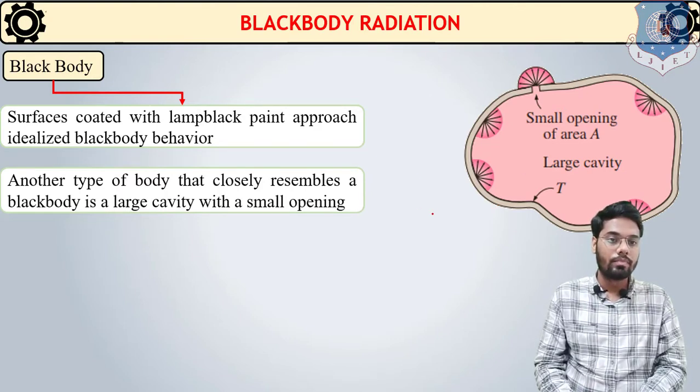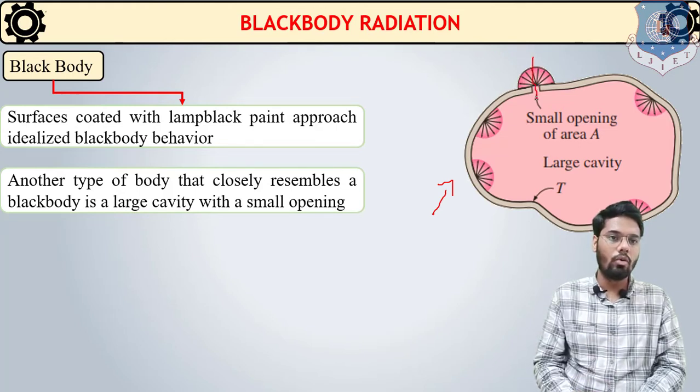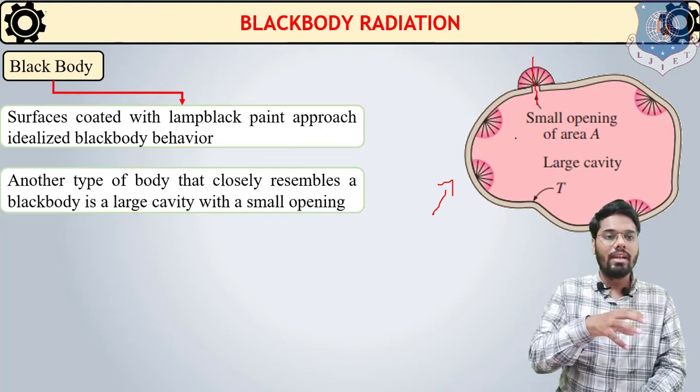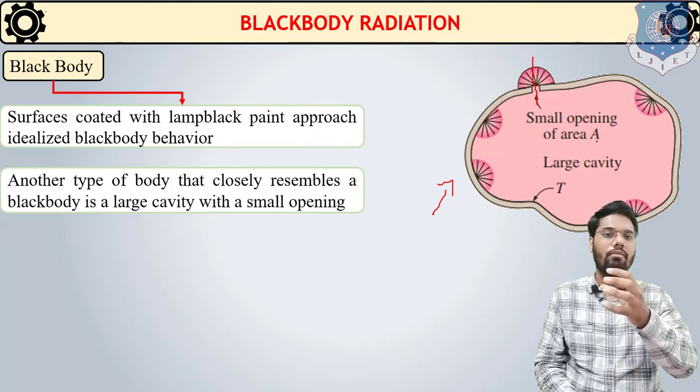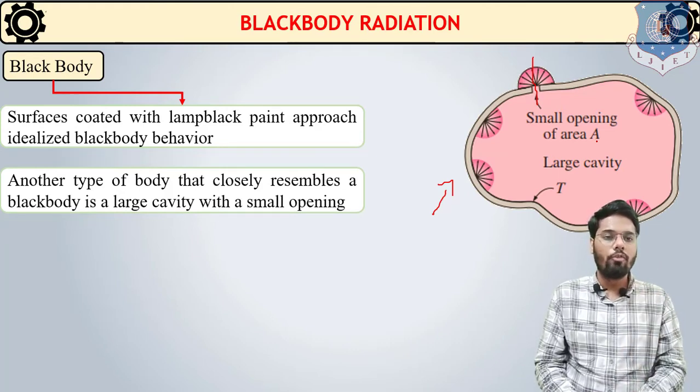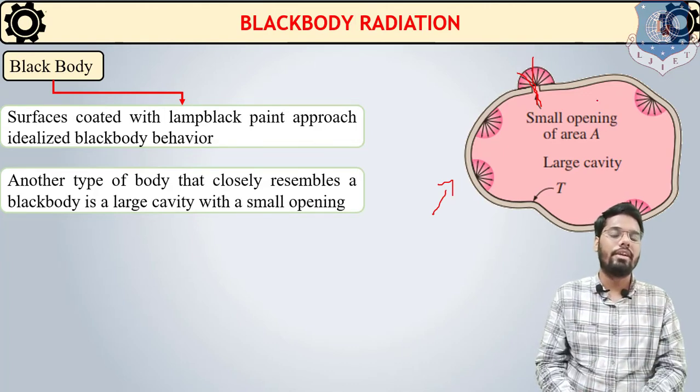As we can see from this figure, an electromagnetic wave which comes in through this little opening will reflect a number of times before escaping. Whenever it reflects, a little portion of that electromagnetic wave is absorbed. So before escaping from this opening, it loses almost all its energy, every packet of photons, within this cavity. So this cavity will closely behave like a black body, if this body is isothermal at temperature T.